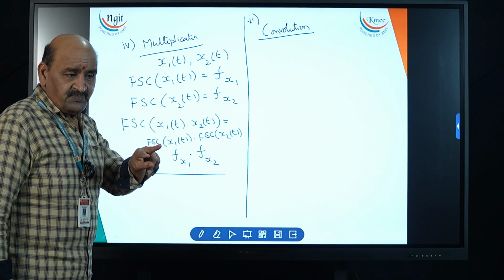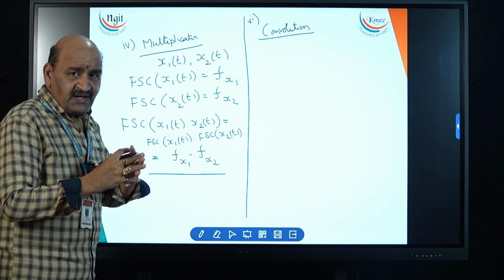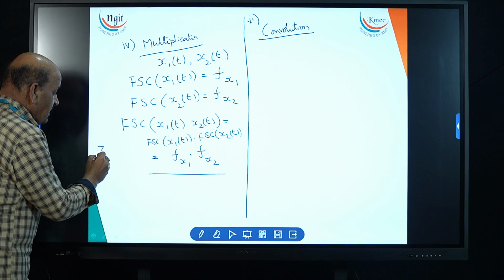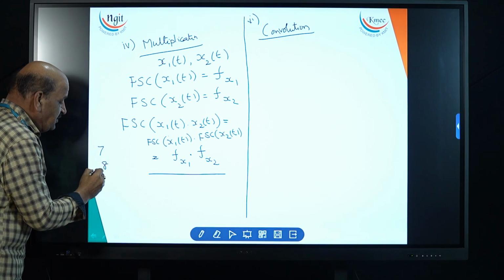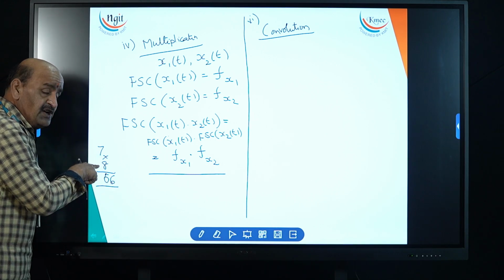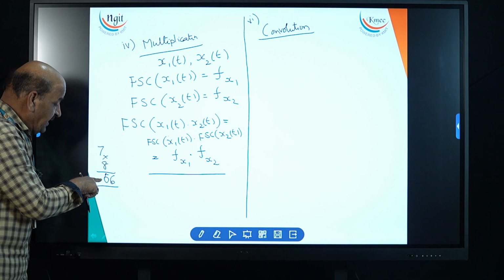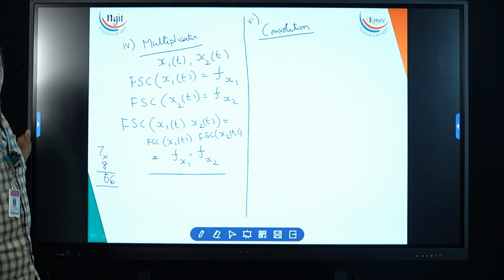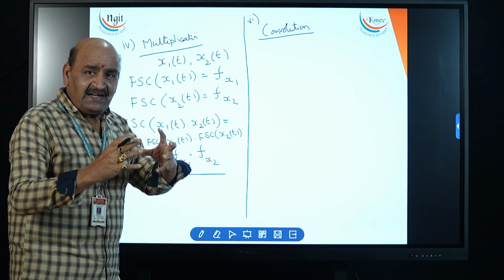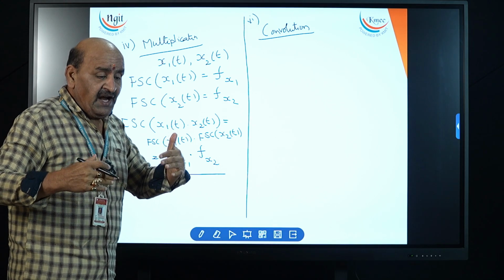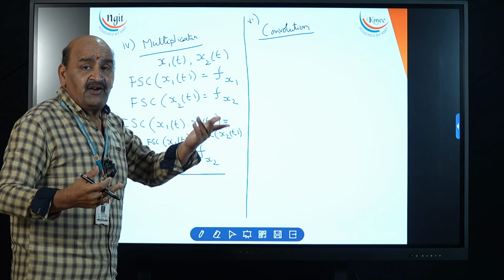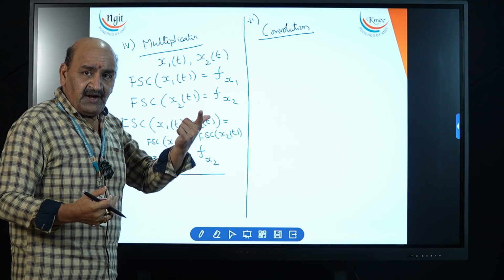If two signals are there, and these two signals are combined together, a new signal will be produced. For example, a number equal to 7, another number 8. 7 into 8, what do you get? 56 is a new number. 7 is different, 8 is different, multiplying 7 and 8 we get 56. A new number is generated. Similarly, if two different signals are combined together, what is the possibility of creating a new signal? What is the complexity of creating a new signal? That is called convolution.